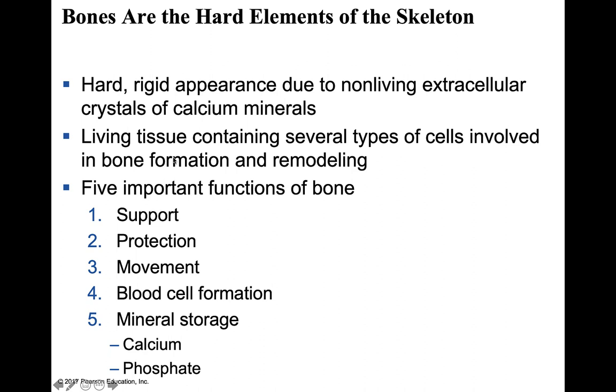We previously addressed the role of the formation of blood cells and formed elements. We see that that actually takes place in red bone marrow. And probably what most people think of, first off, is the storage primarily of calcium and phosphate. So once again, we want to keep this in mind.